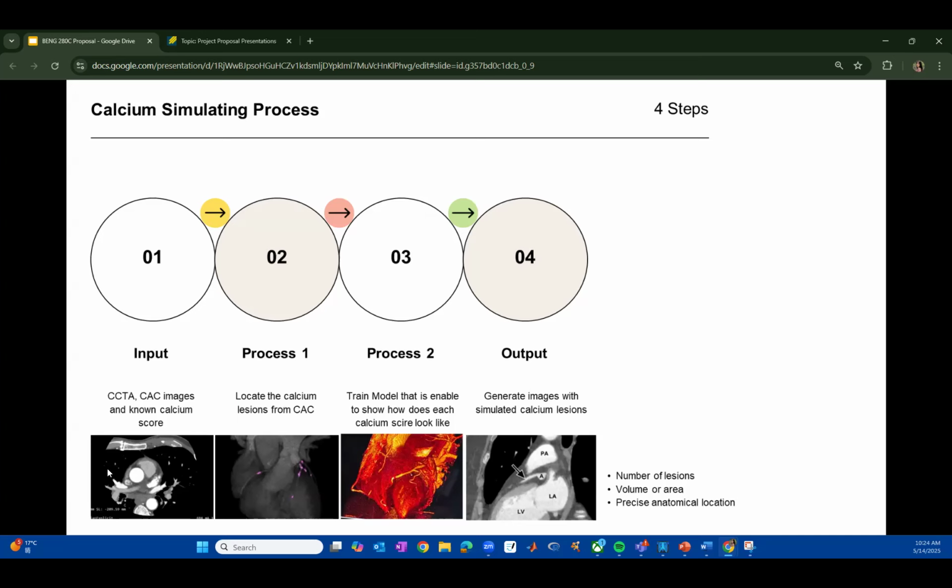Then we'll use these images to first locate a calcium lesion from CAC, the non-contrast image. So the calcium would be the only bright dots that you will see in this image. Then the third step is to train a deep learning model that can learn how different calcium scores are represented in the image. And eventually, the model will output a simulated calcium lesion image that matches our desired score. And then Cassie will explain more details about our simulations.